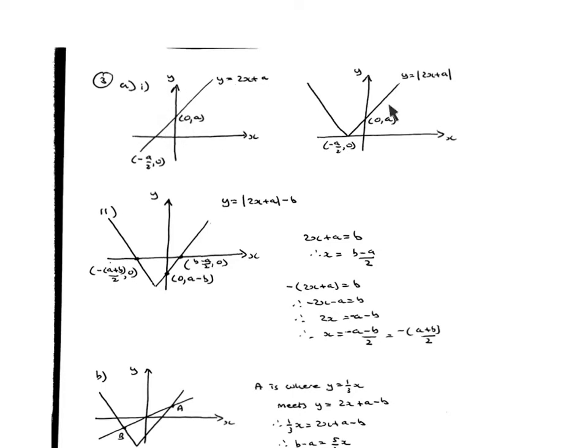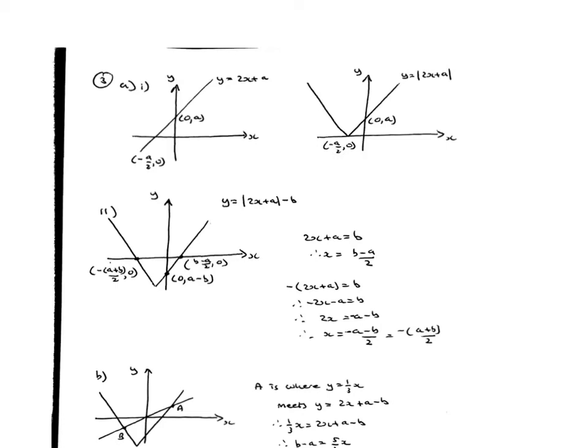And then the answer is to reflect the whole graph in the x-axis. So you can see that what was below the x-axis here has now gone above the x-axis. This point here is when x equals 0, so I put x equals 0 into there, I get y equals a. And this point here is when y equals 0, so go back to here, if y is 0, 2x is minus a, so x is minus a over 2.